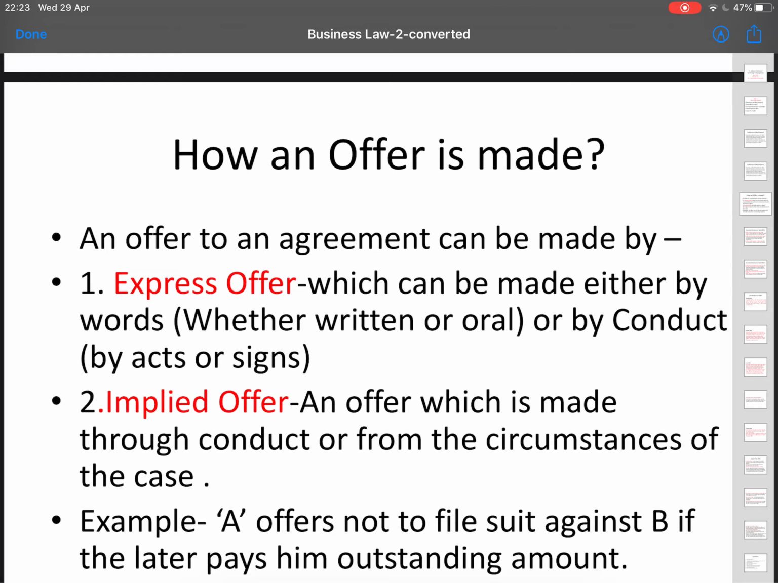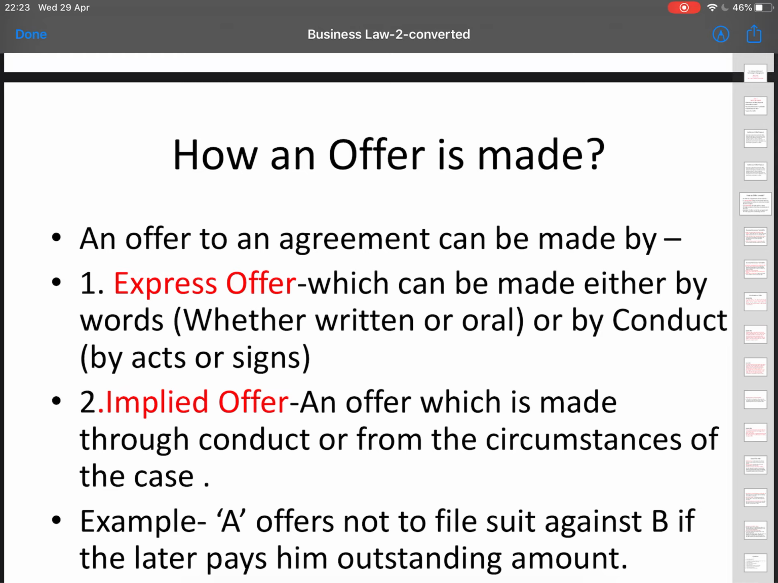Now, the second type of express offer is by conduct. The offer may be made by positive acts or signs, so that the person acting or making the sign means to convey that he is making an offer.